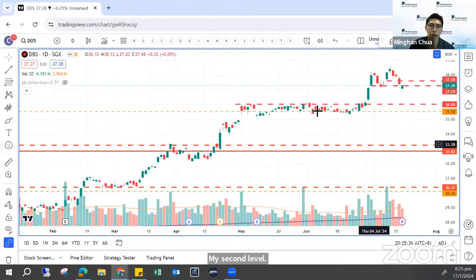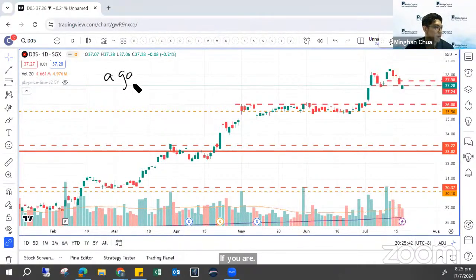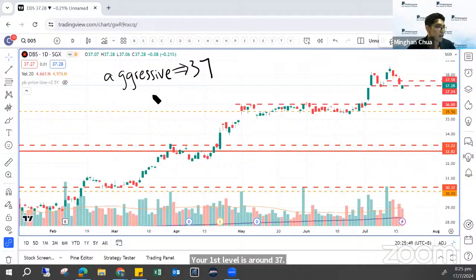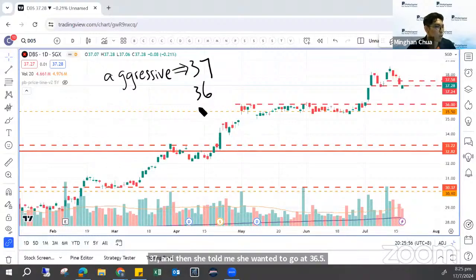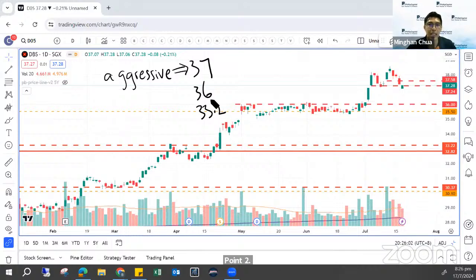If you are aggressive, your first level is around 37, which my client is. She went in at 37, and then she told me she wants to go in at 36.5. For me, I'm looking at 36. And then the lower one is about 33.2, thereabouts. So understand that the key level is a zone, it's not one number.